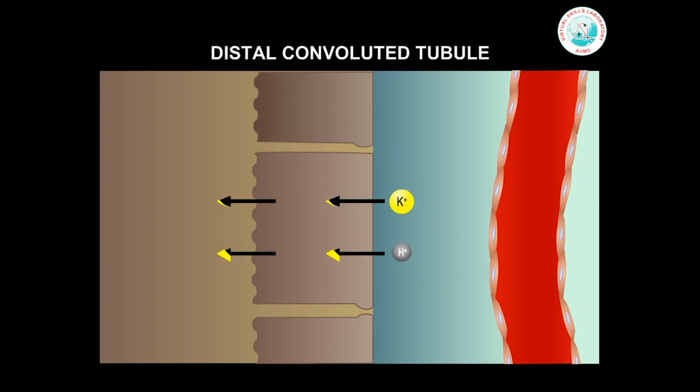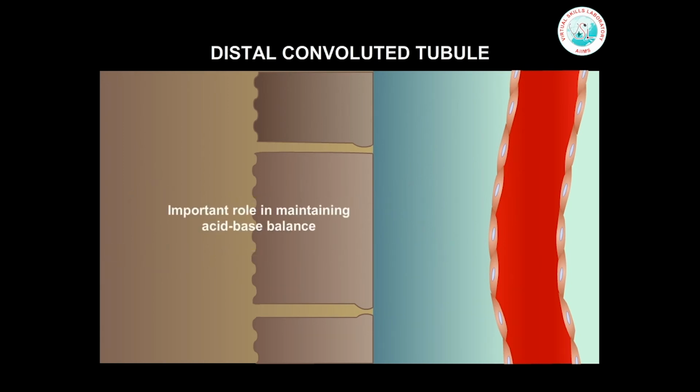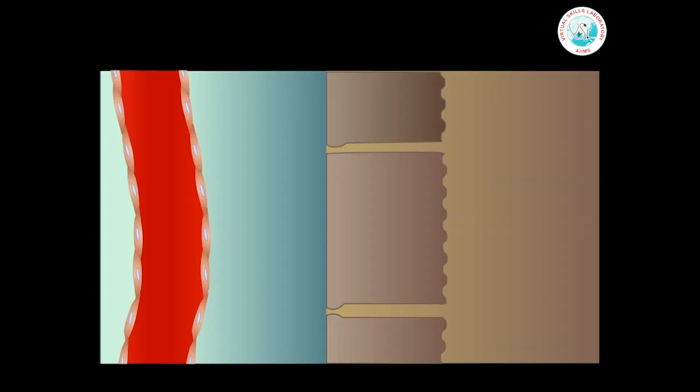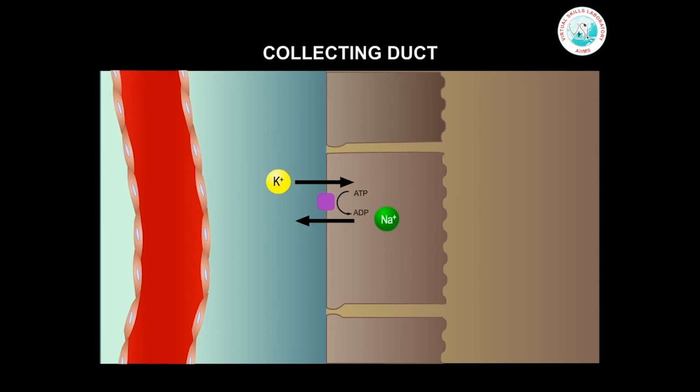In distal convoluted tubule, most of the potassium ions and hydrogen ions are secreted. Also, some ammonium ions and drug metabolites are secreted. So the distal convoluted tubule plays an important role in maintaining acid-base balance of the body. In the collecting ducts, potassium ions are actively secreted by the sodium-potassium pumps. Some hydrogen ions are also actively secreted using a hydrogen ATPase.